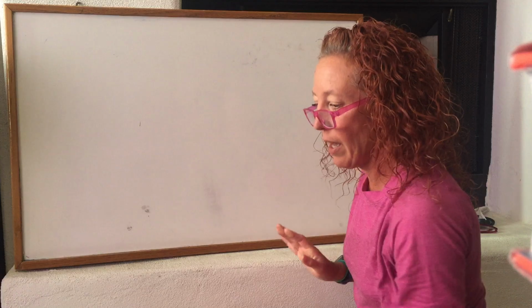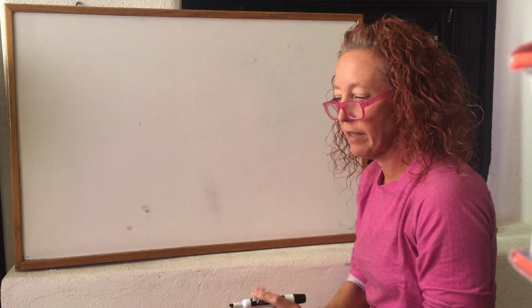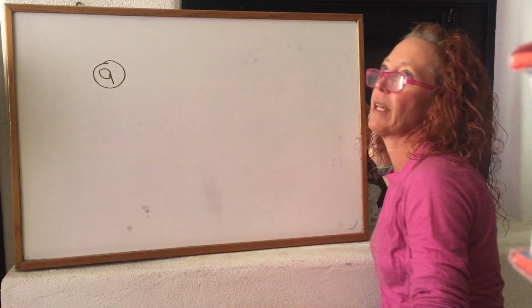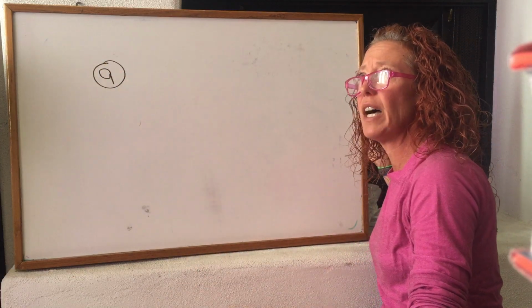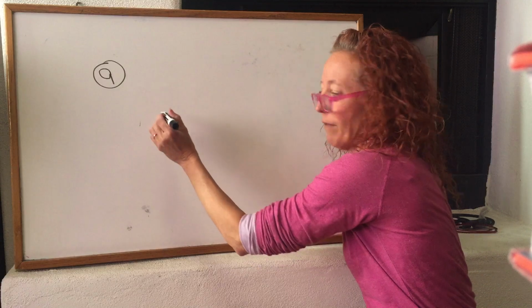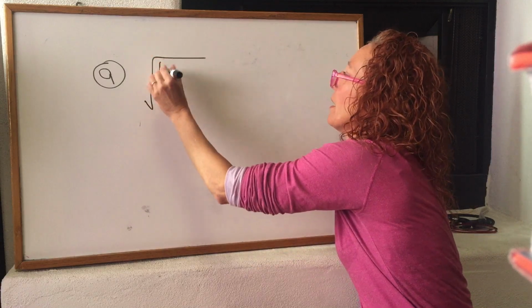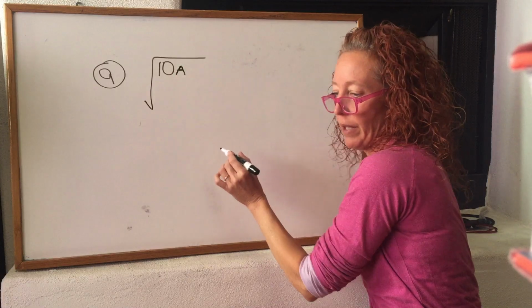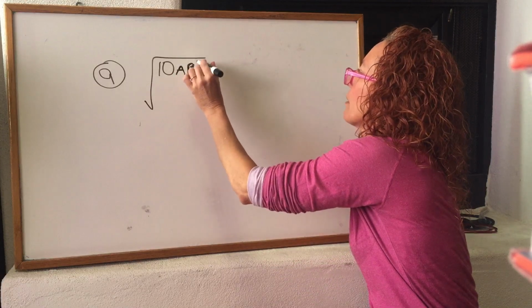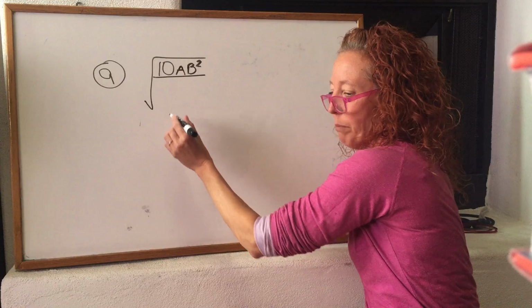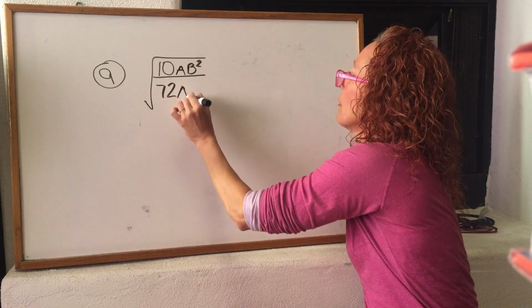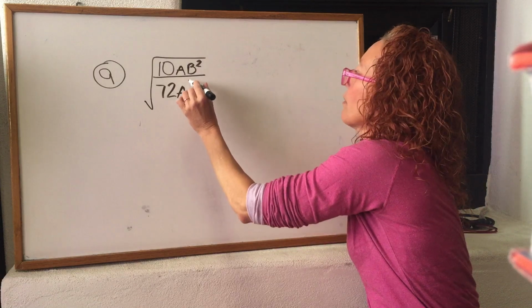All right, number 9 gets into division. I'm thinking about what lesson that is, 10-4, 10-5, maybe 10-5. The key to doing these division problems is to reduce the fraction first before you try to simplify the radical. So I am going to ignore the radical.